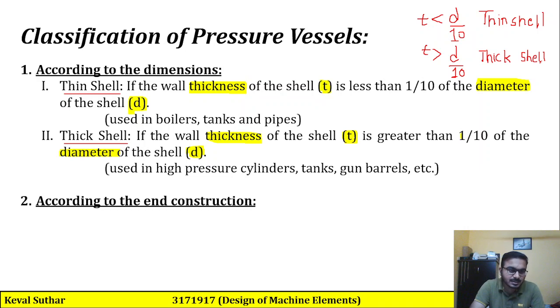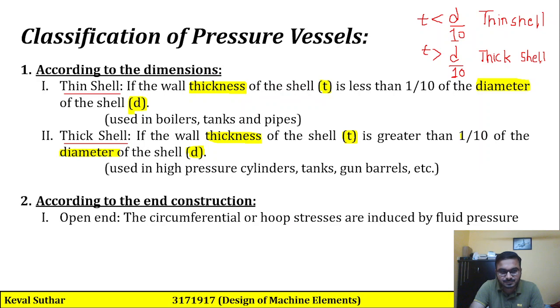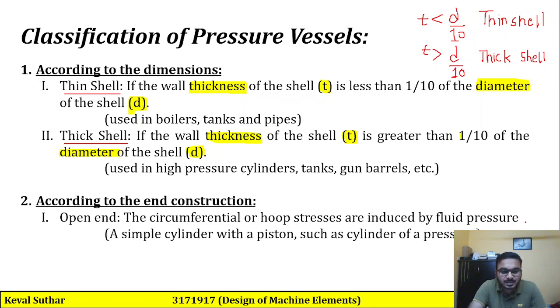Now let's see the classification based on the end construction. First is open end. What does open end pressure vessel mean? In this case, the circumferential or hoop stresses are induced by the fluid pressure. That is known as open end. One example can be a simple cylinder with piston, such as a cylinder of pressure.